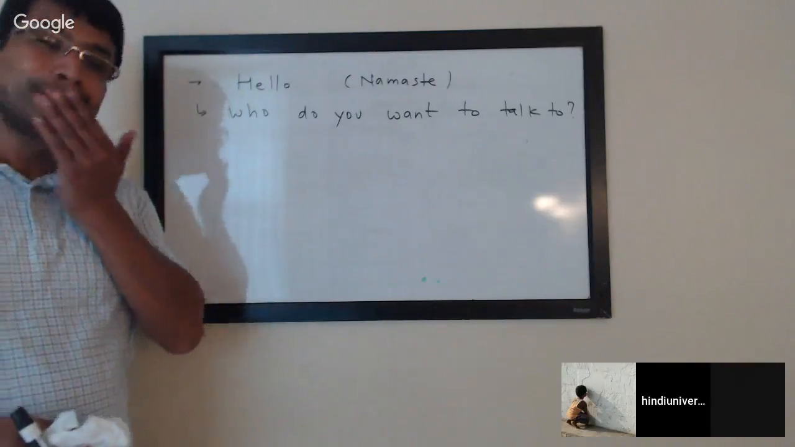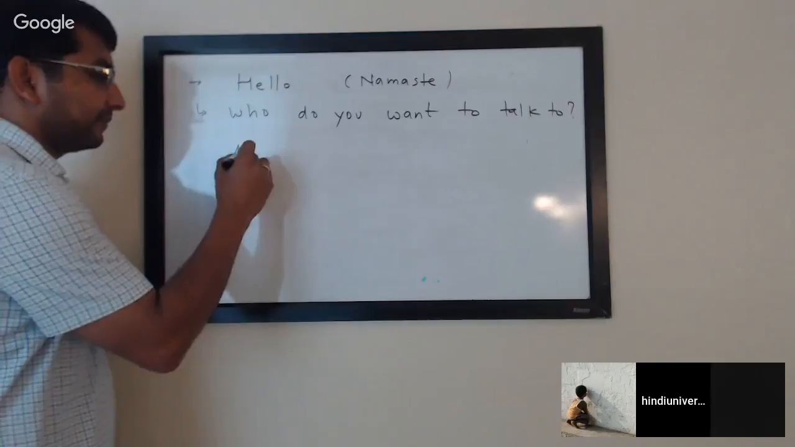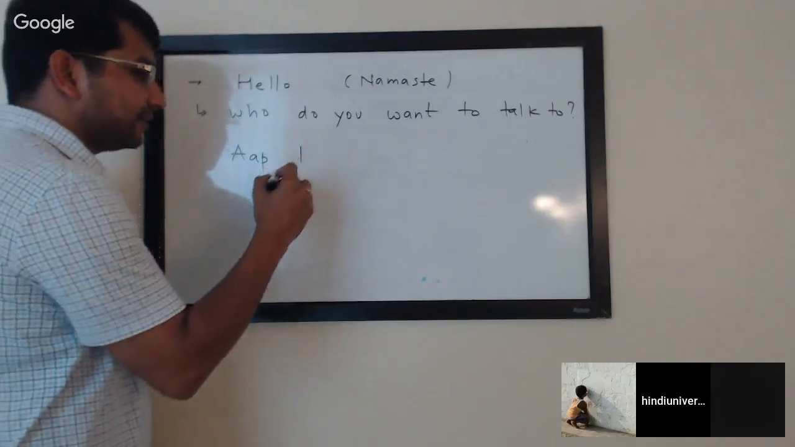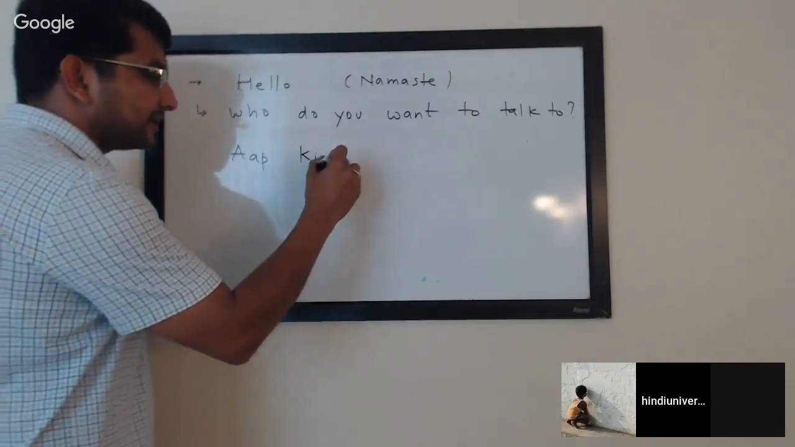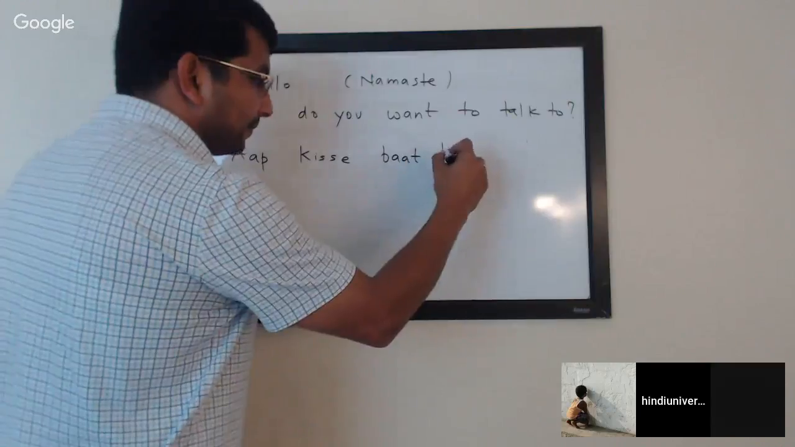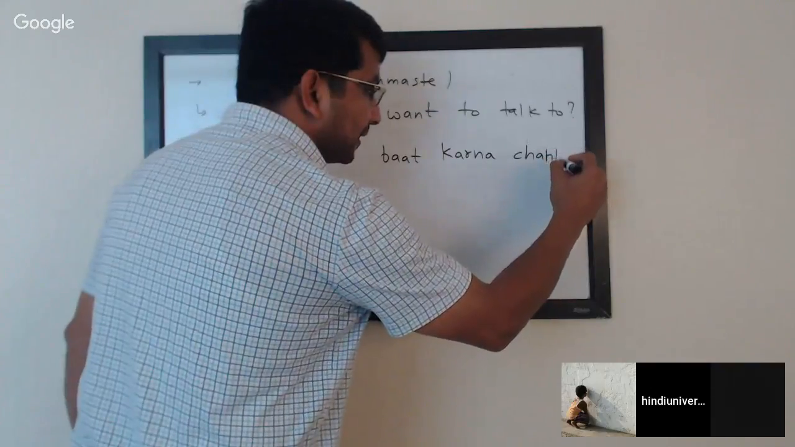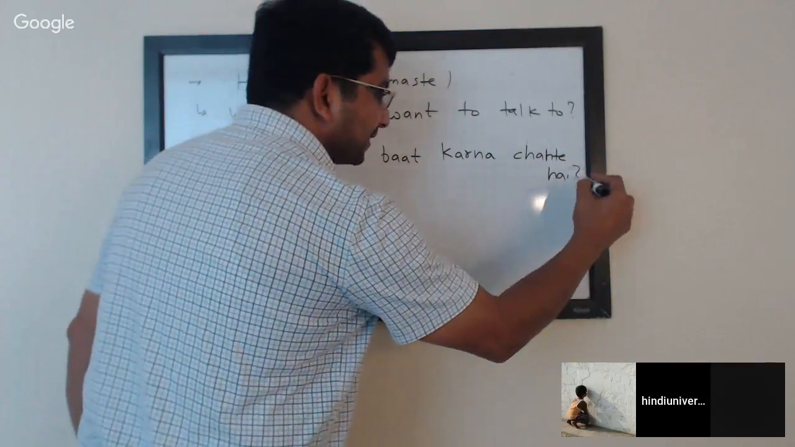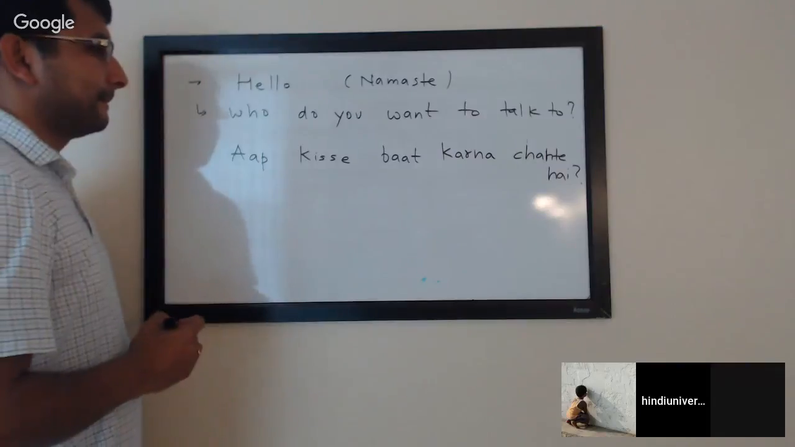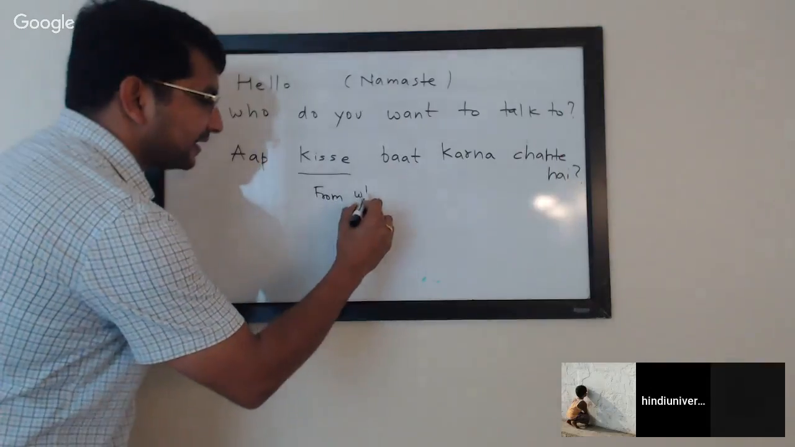Do you know? आप किससे बात करना चाहते हैं? Okay. Repeat it again. आप किससे बात करना चाहते हैं? Can you explain how you came up with this sentence? किससे is from whom. Okay. So that's why it's किससे.